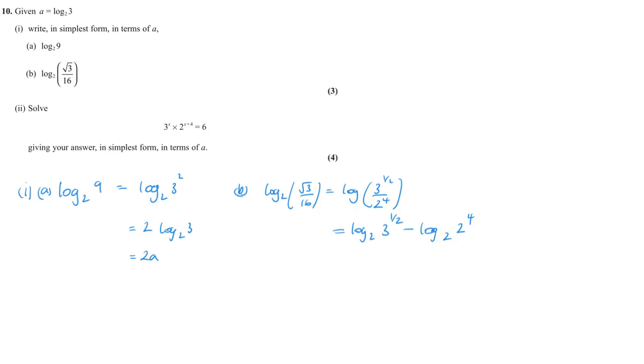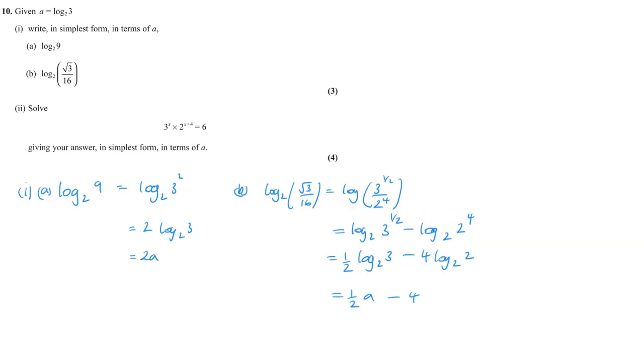Okay, so rather than 16 being 4 squared, because this is a base 2, think about it, check if it's a 2 to the power something. So 2 to the power 4. So this gives me 1/2 log of 3 to the base 2 minus 4 times log 2 to the base 2. So this is a half a minus 4, because this is just 1.